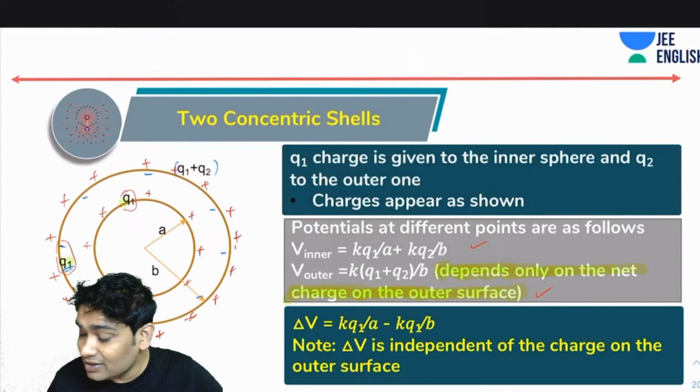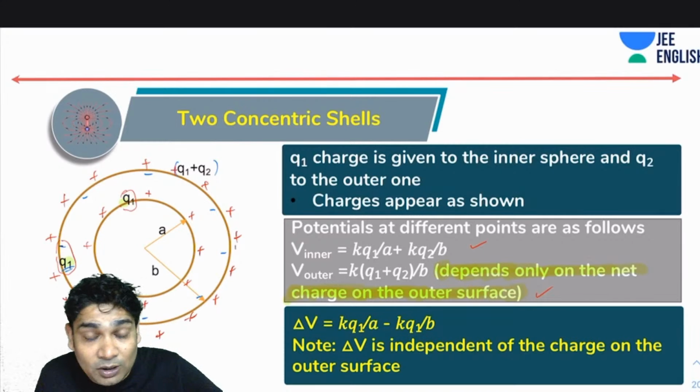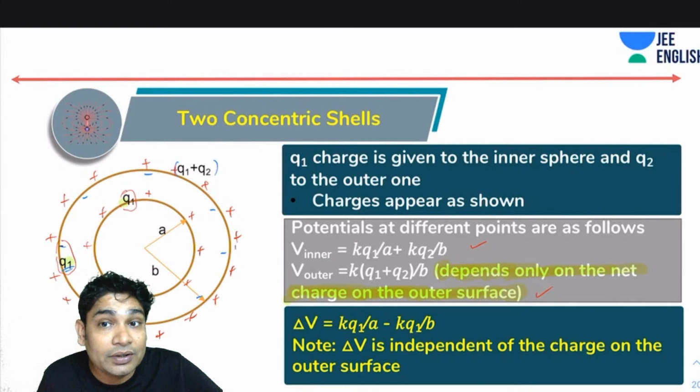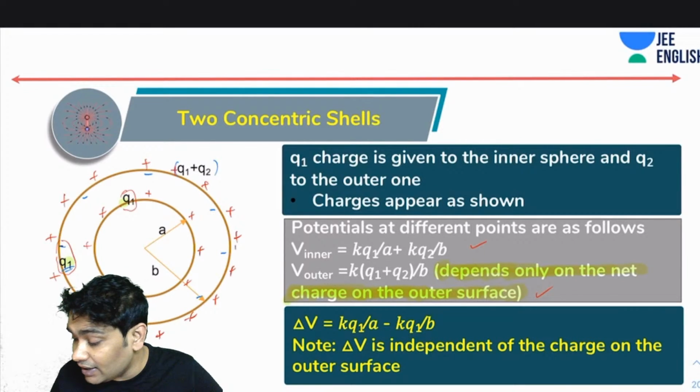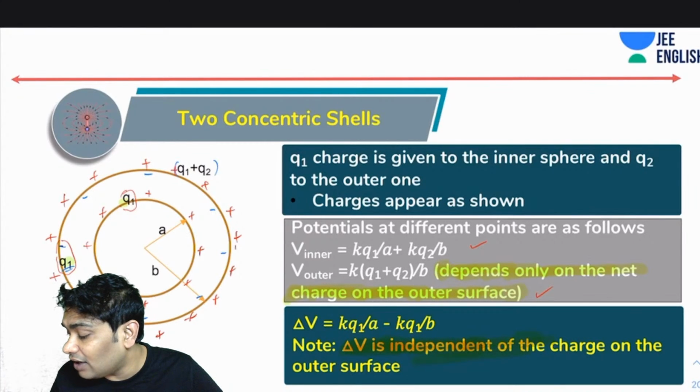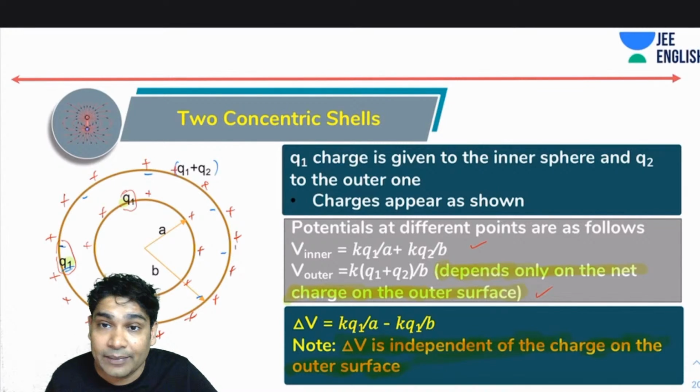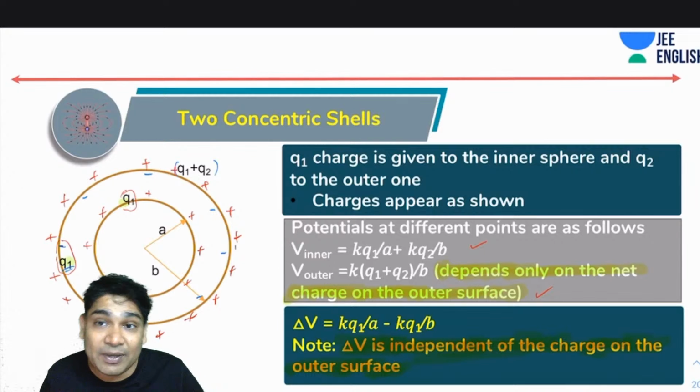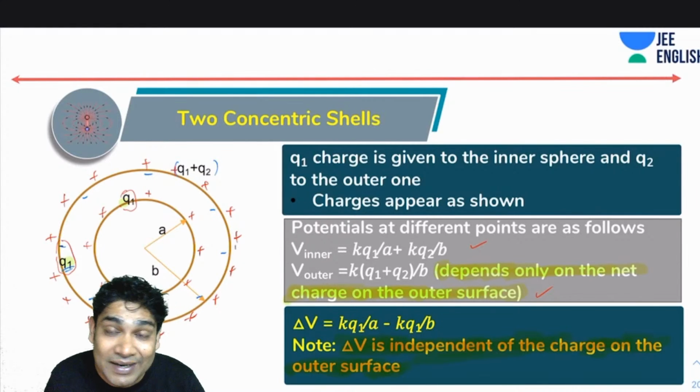Alright. Similarly, if you notice the potential difference between the two, you will see that it comes out as kq1 over a minus kq1 over b. So you will realize that delta V is independent of the charge on the outer surface. So please note this: the potential difference is independent of the charge on the outer surface. It depends only on the charges on the inner surfaces.